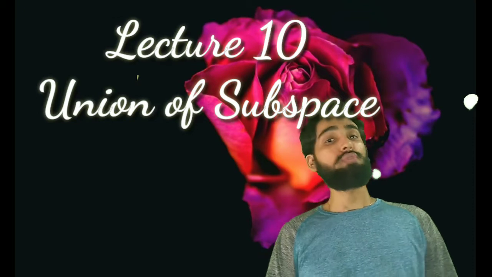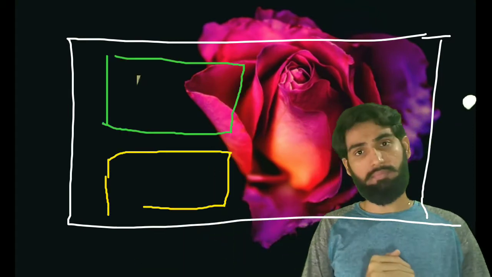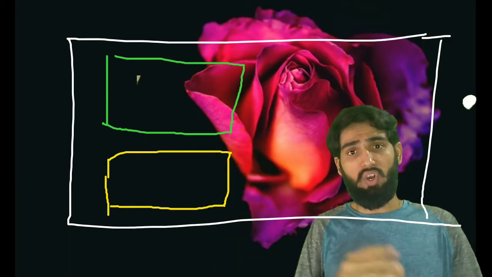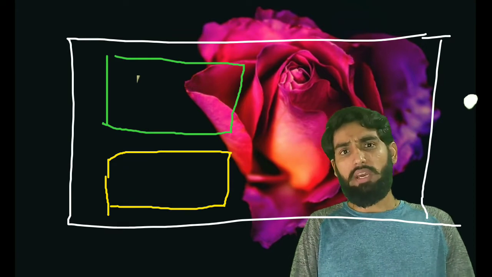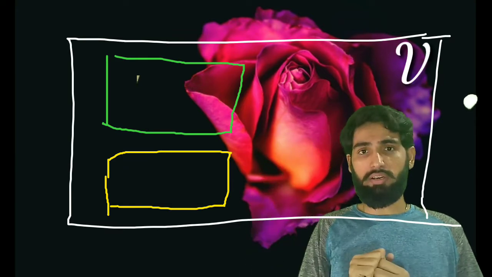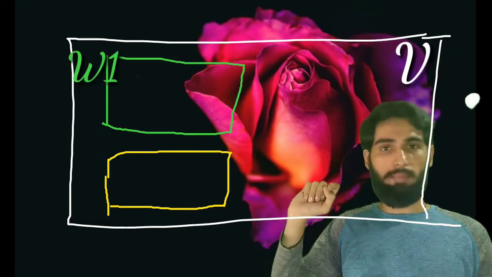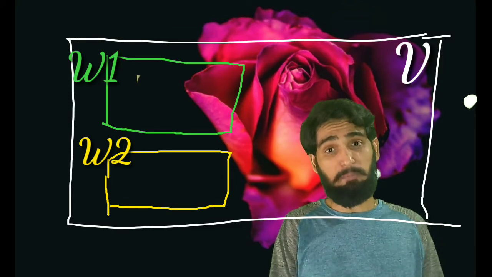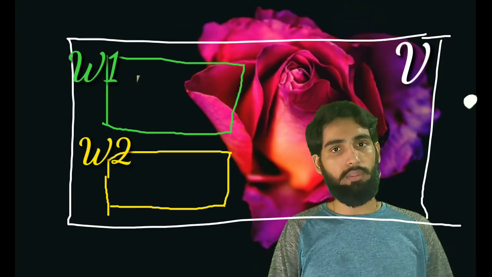In this video, we will be discussing the union of vector subspaces. Suppose I have this as my vector space. Inside this big vector space, I have two subspaces, one this and this. Now if I take a union of these two subspaces, will it be a subspace again? If my bigger vector space is V, the first vector subspace is W1, the second one is W2. Will W1 union W2 be a subspace or not? That is our question. Okay.